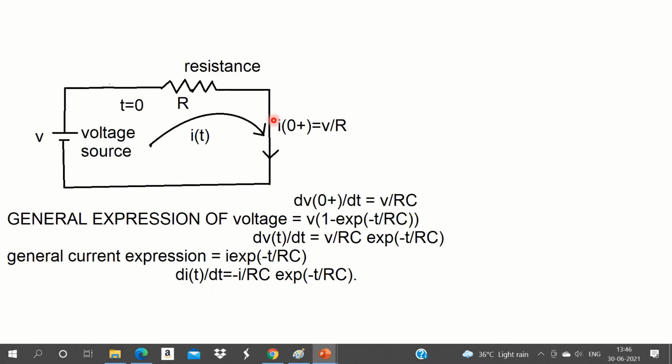This is the thing I have discussed in the earlier slide. At the 0 plus instant, the capacitor acts as a short, so the current is equal to V by R.